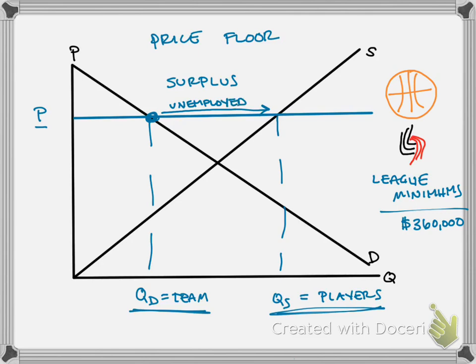And so an example of a price floor is a league minimum salary, or setting a price, saying that the price can't drop below this amount. And as such, it leads to a higher supply and a lower demand. Go Blazers.